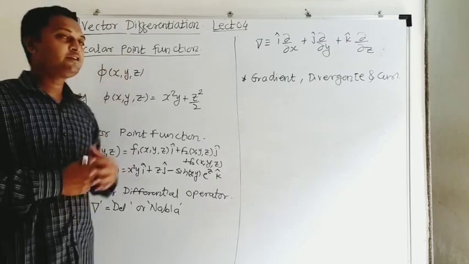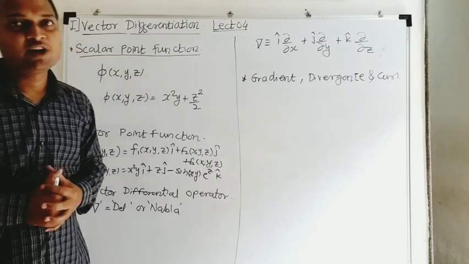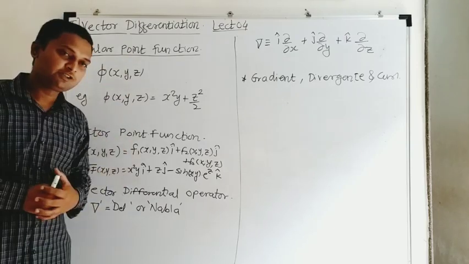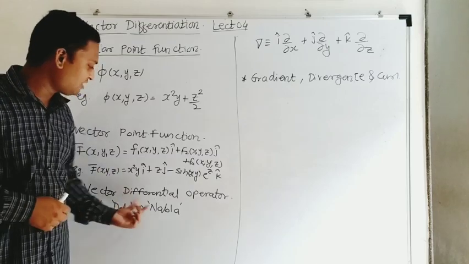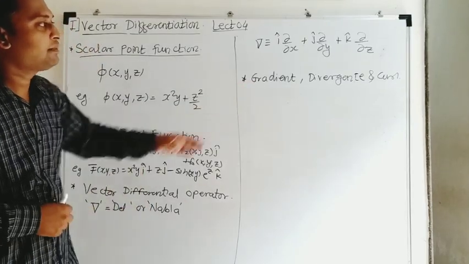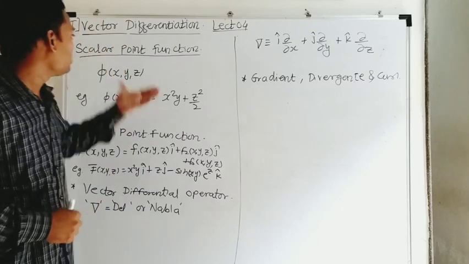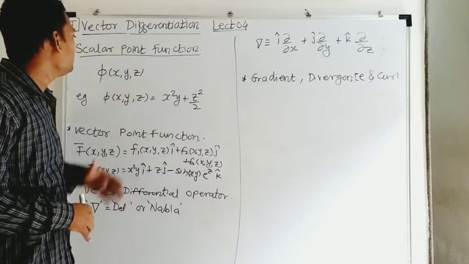So first one must know the definition of the scalar point function, then vector point function, the vector differential operator, and the remaining gradient, divergence, and curl. So let us start from the scalar point function.